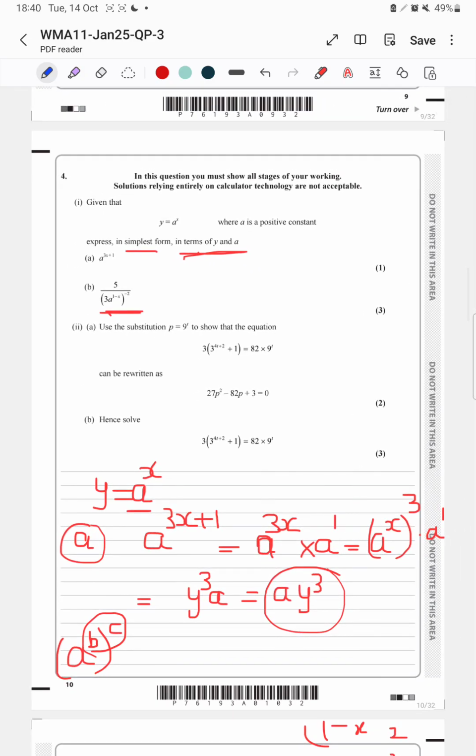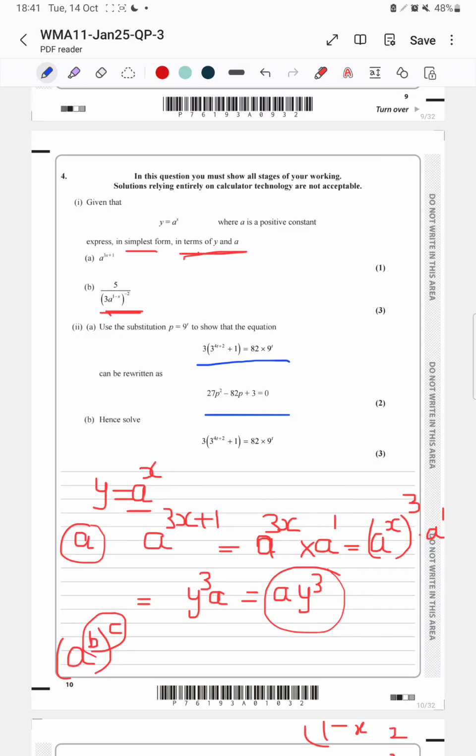Then we have the next part of this question. Use the substitution p is equal to 9 to the power of t to show that the equation can be written, this complex equation can be written in this form. So here again we have to do the substitutions.